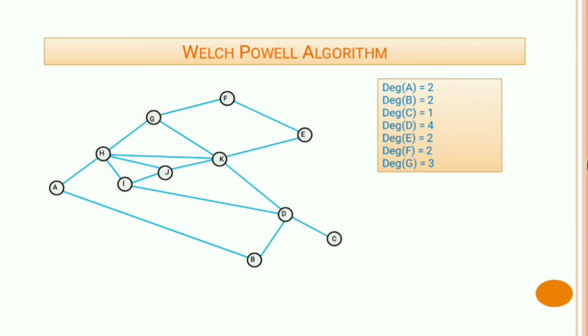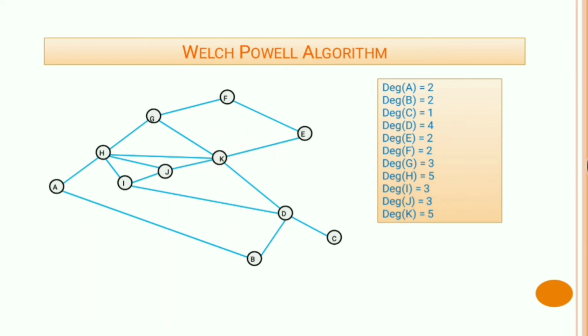Degree of G is 3. Degree of H is 1, 2, 3, 4, 5. Degree of H is 5. Degree of I is 3. Degree of J is 3. Degree of K is 1, 2, 3, 4 and 5. So here is the degree of all the vertices of this given graph. Let's see what's the next step.